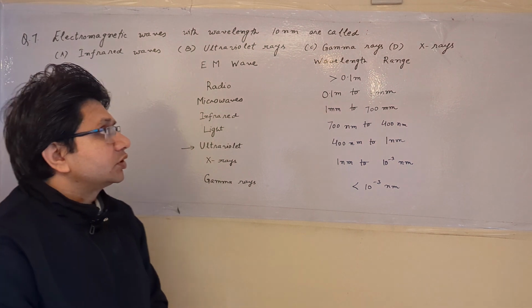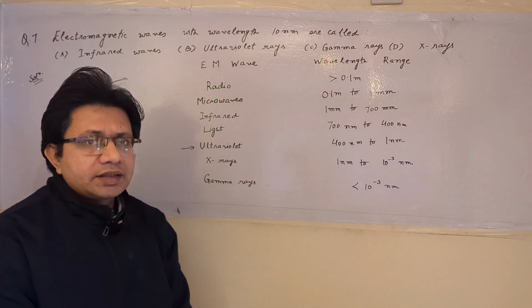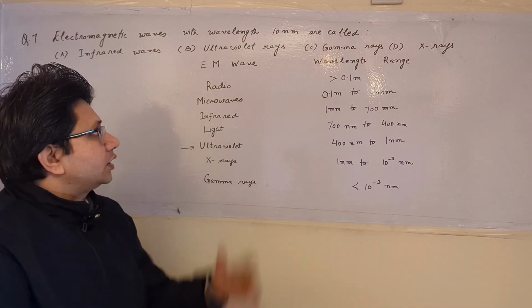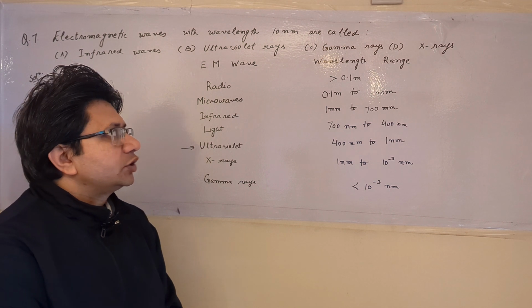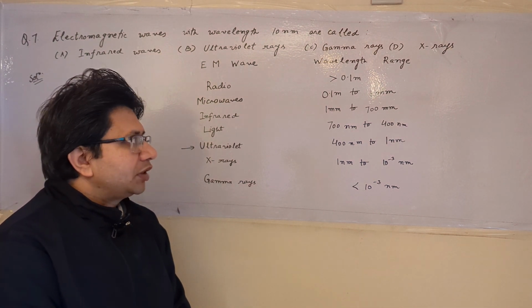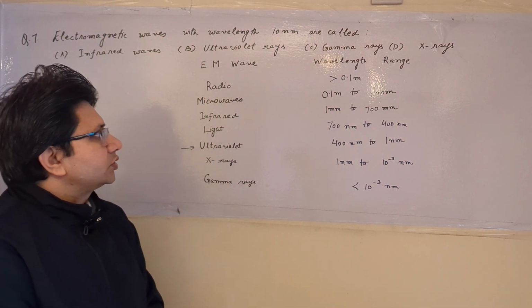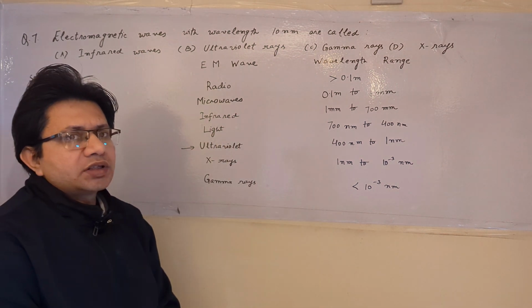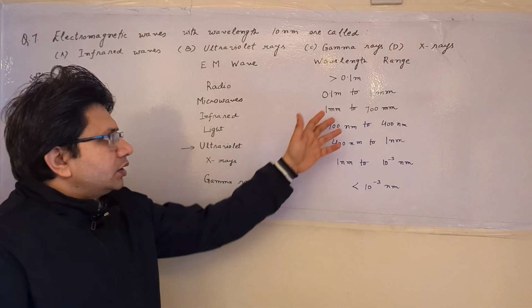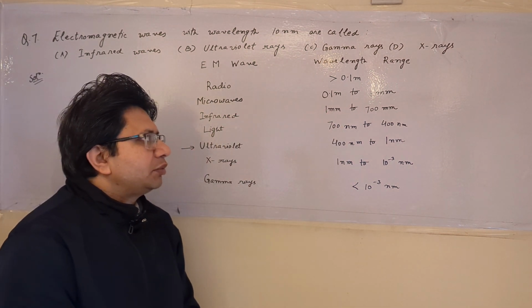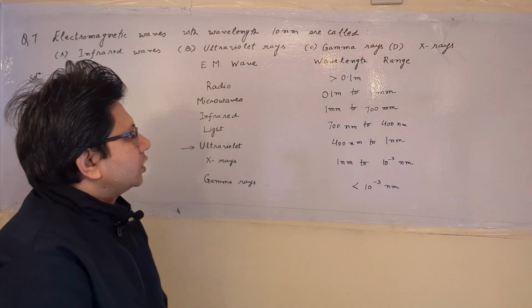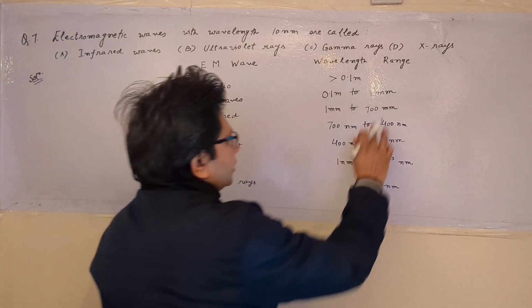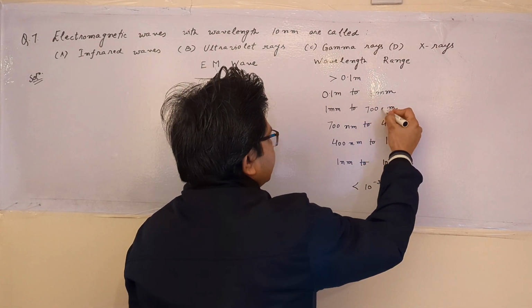For example, radio waves have wavelength greater than 0.1 meter, and microwaves have the wavelength range of 0.1 meter to 1 millimeter. Infrared waves, which are further subdivided into two parts, near IR and far IR, have the wavelength range of 1 millimeter to 700 nanometer, basically, this is 700 nanometer.